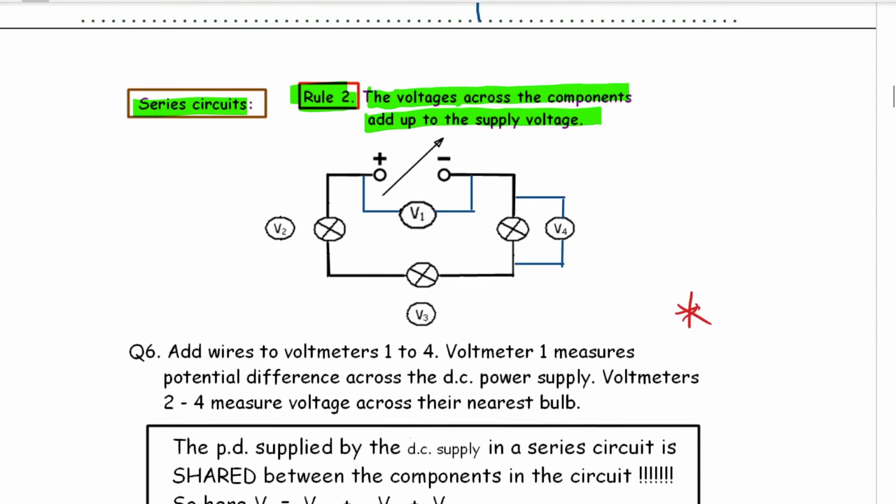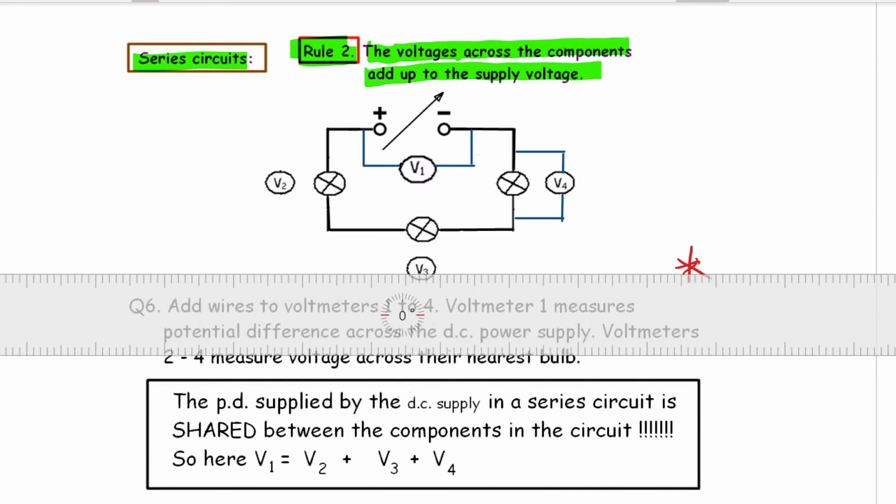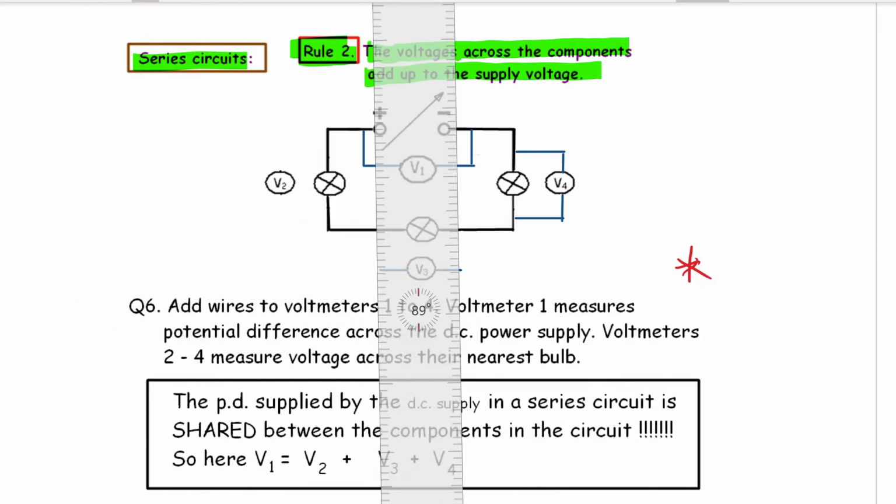Moving on to rule 2. Just covered it in the simulation. Rule 2 deals with the voltages across components in a series circuit. First thing you need to do, I've made a start, is to add in wires to connect the 4 voltmeters, labelled V1, V2, V3, V4, to the circuit.